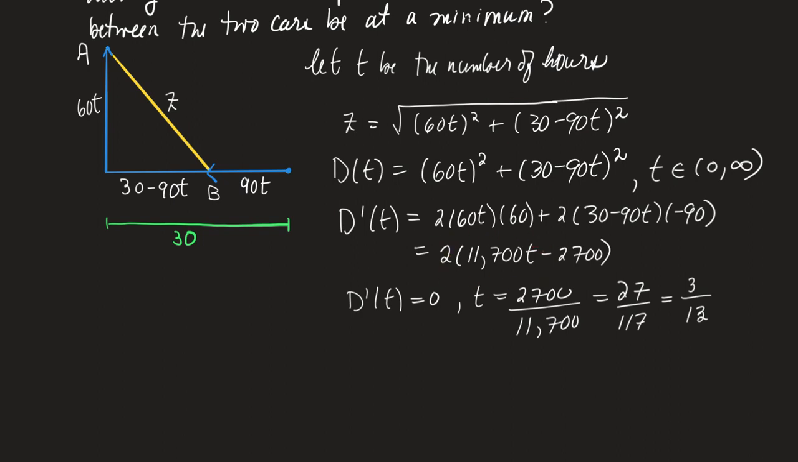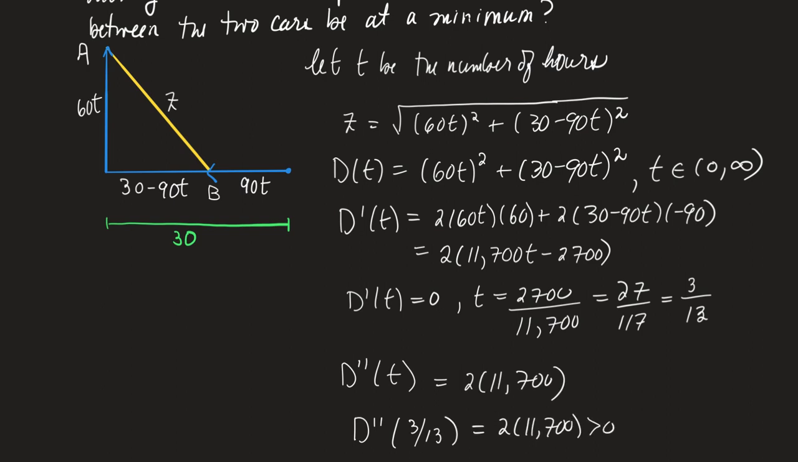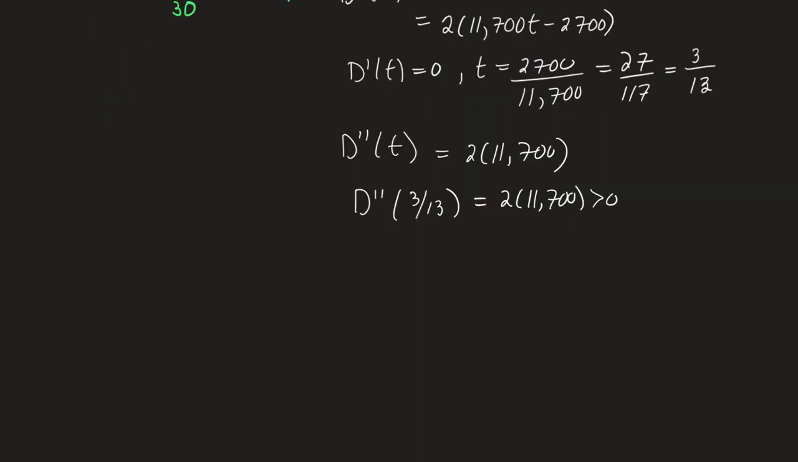take the second derivative. So d prime t, if I take the derivative of that, I get d prime prime t. That is equal to 2 times 11,700. And if I evaluate d prime prime at that critical number, I get exactly that. And that is certainly greater than 0. And so that tells me right away that that's a minimum by the second derivative test. Okay, so I've gone ahead and written that down, that by the second derivative test, this gives me a minimum.